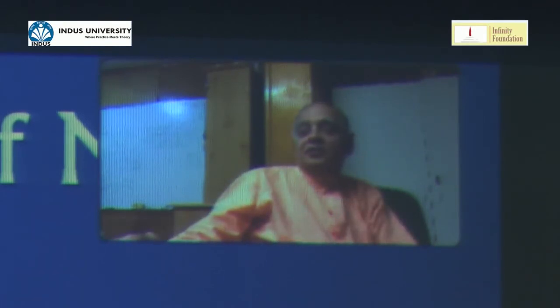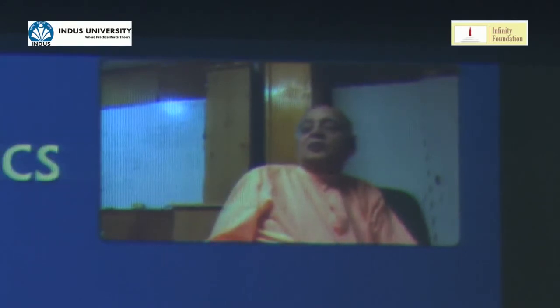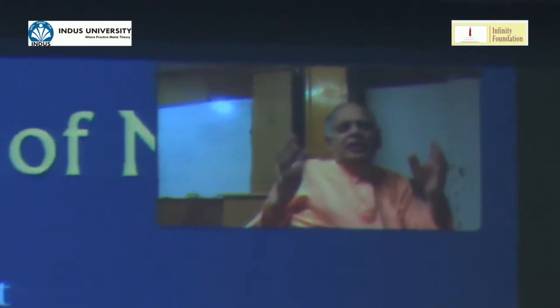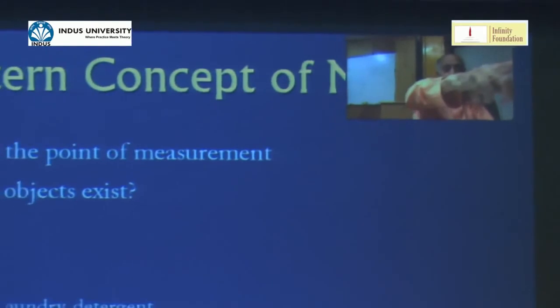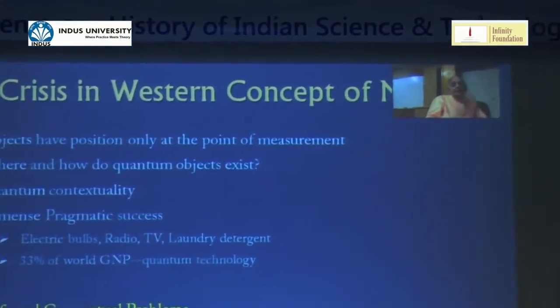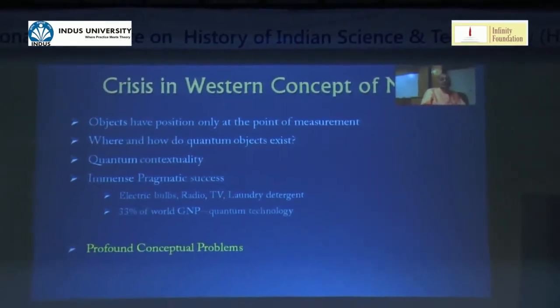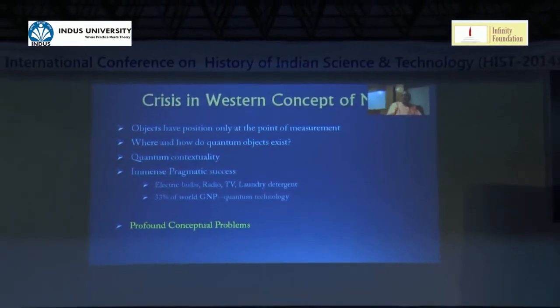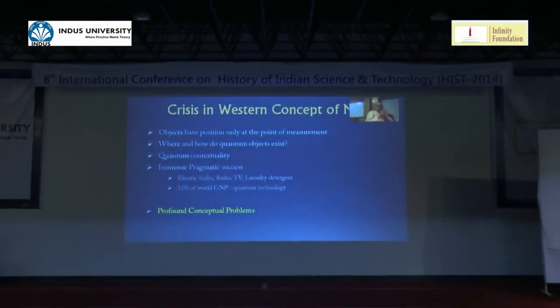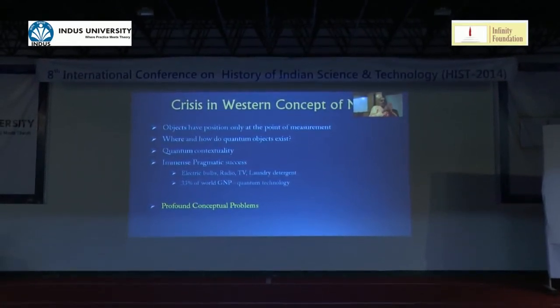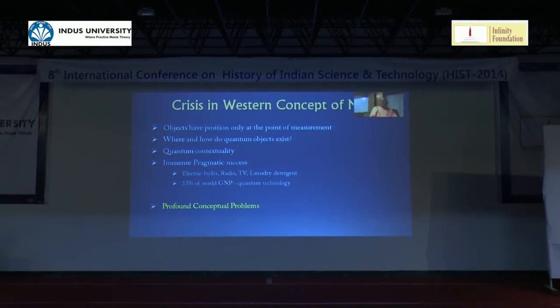But whatever it is, quantum mechanics led to immense pragmatic success, up to profound conceptual problems. You can click it. So immense pragmatic success in quantum theory, you can say, what is all this quantum theory? Why should we worry about it? But this bulb, the tube light that's on top of your head, that's working according to quantum mechanics. Radio, TV, computers, your CD-ROM player, DVD, your remote control, it's all quantum mechanics. The laundry detergent that you get, which has more froth than the previous version, that's because of quantum mechanics. In fact, 33% of the world's gross national product is due to technologies arising out of quantum theory. So it's an extraordinarily successful theory pragmatically, but it's got profound conceptual problems.